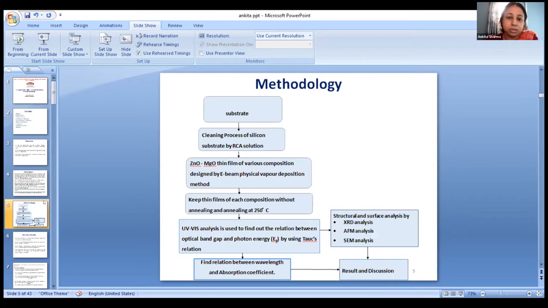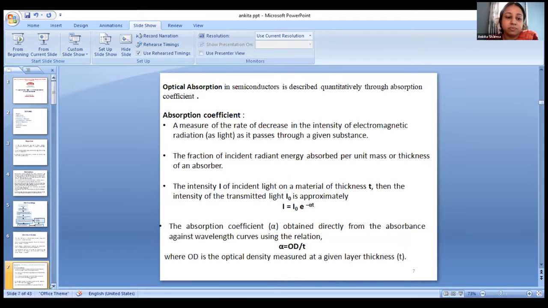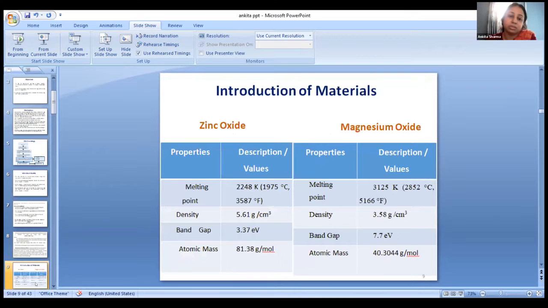So this is the methodology we are following. In this, we will fabricate the thin film, and then we will analyze the structure of the thin film and its optical properties using different methods. In the literature survey, we will see that in order to find out the relationship between the band gap and the different compositions of our thin film, we need to find out the absorption coefficient of different compositions of the thin films, and later by using Tauc's law, we will find the change in the band gap with change in compositions of the thin films. So these are the materials I'm using, and these are their different properties.